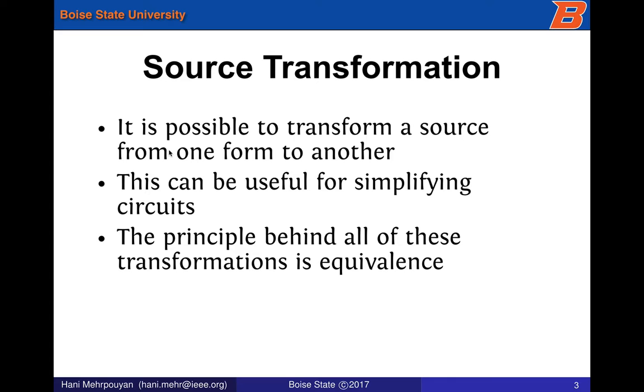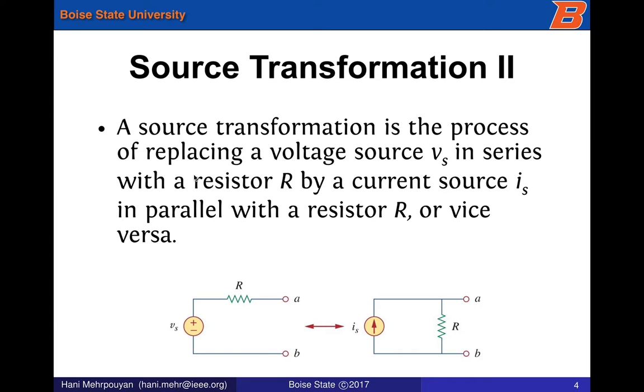This can be useful at times where we can simplify the overall circuit by transforming, for example, a voltage source to a current source, or transforming a current source to a voltage source. And the idea behind this is based on the equivalence between these two sources. So let's start. A source transformation would look, as you can see at the bottom of this slide, like this: we have a voltage source that has a resistance in series with it. We could replace that with a current source that has a resistance in parallel with it.